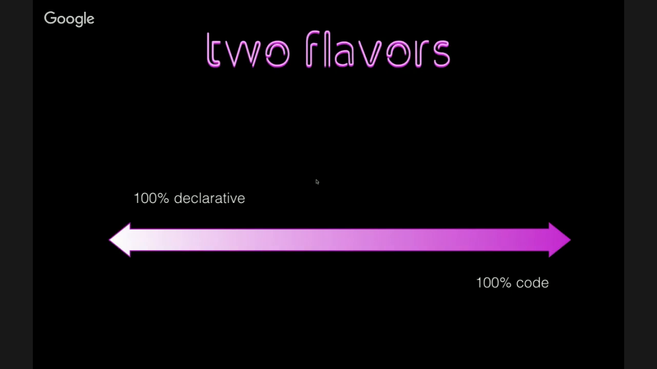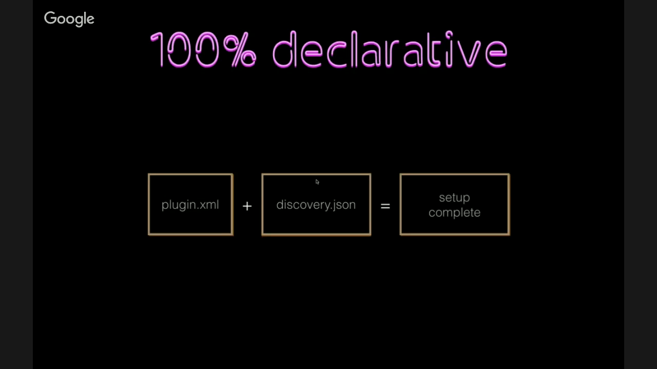But of course, I prefer the 100% declarative approach, which is pretty easy to use. The only thing you need is a plugin XML file. You need to declare an extension in there, and you need a discovery JSON file, which basically tells the client in which error reports your project is interested. If you have those two elements, then your setup is already complete. There's nothing left to do on the IDE side.